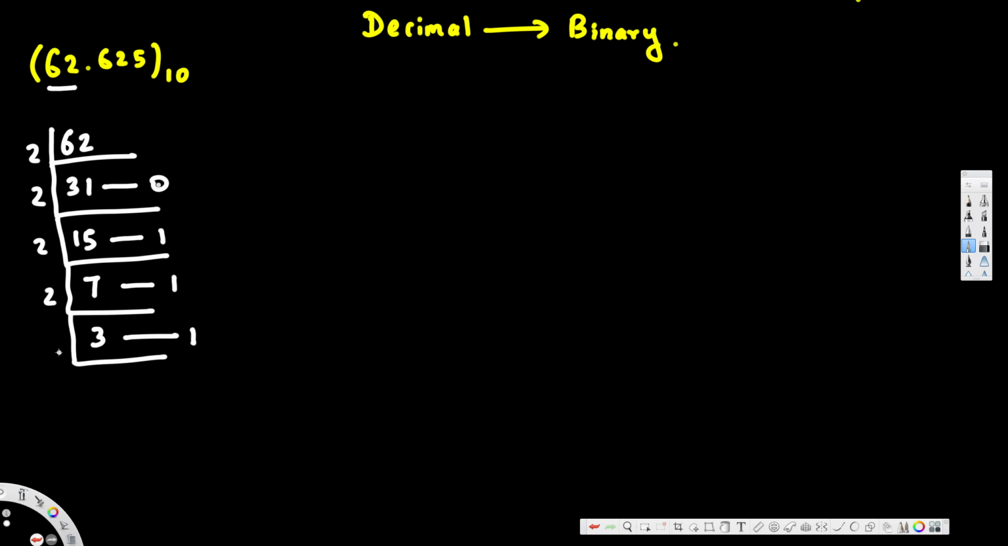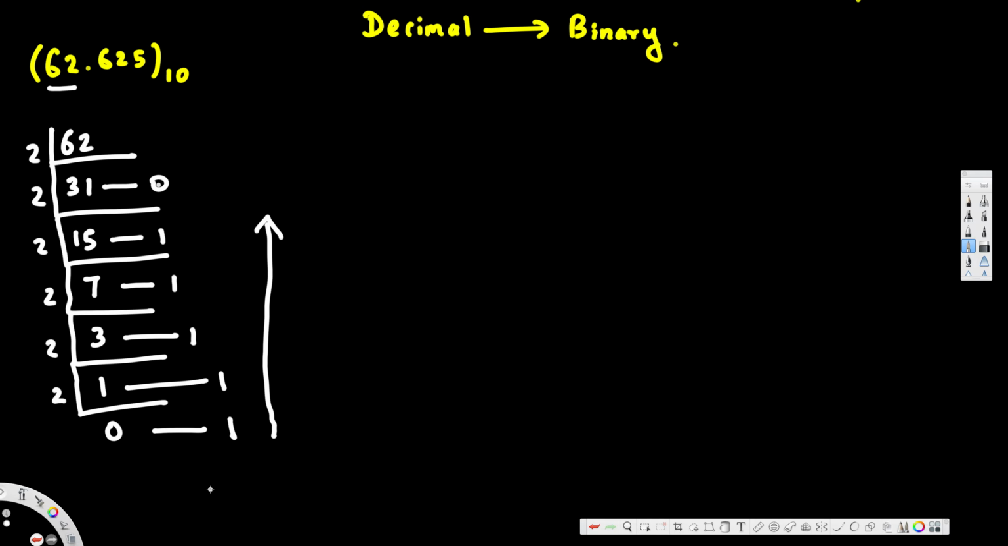And again we divide by 2, that gives us 1 and the remainder is 1. And again we divide 1 by 2, that gives us 0 and the remainder is 1. And we go from down to up, and this gives us 111110, which is the conversion from decimal to binary for this whole number. This 62 base 10 is equivalent to this one.